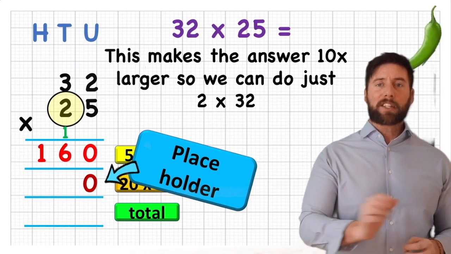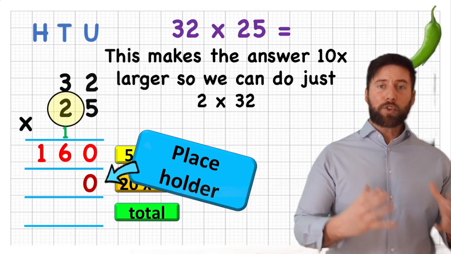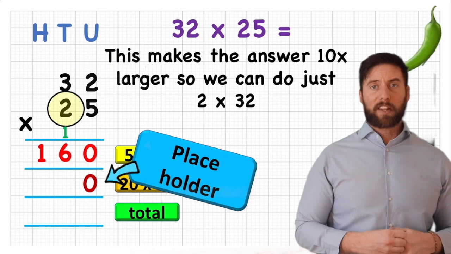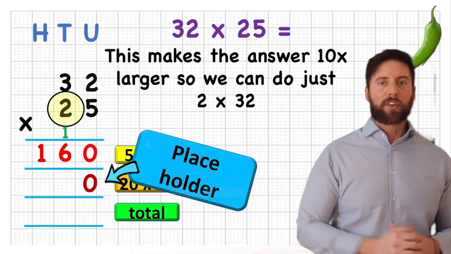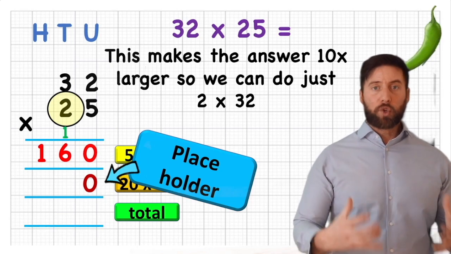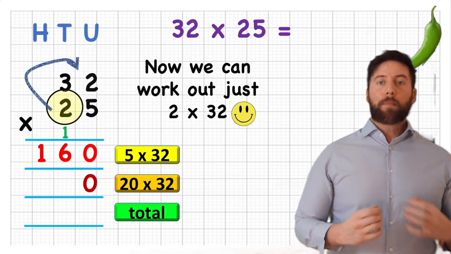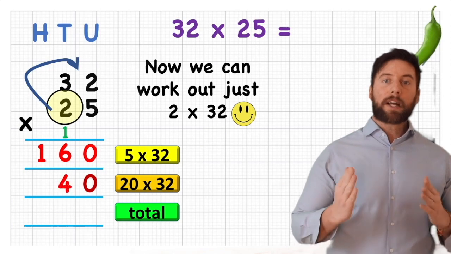Okay, so we're putting this placeholder in there because if we do 2 times 32, we need our answer to actually be 10 times larger than that. Okay, so put this placeholder in there. Now I can treat it like 2 times 32 again. 2 times 2 is 4. Put my 4 in the next available column, which is my tens column.